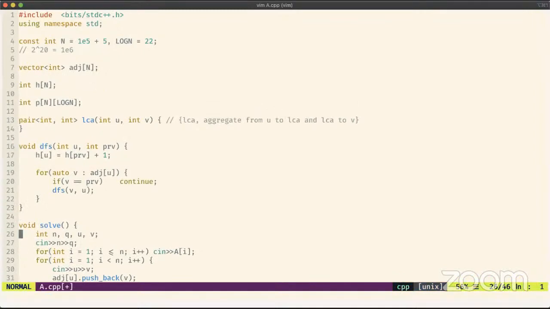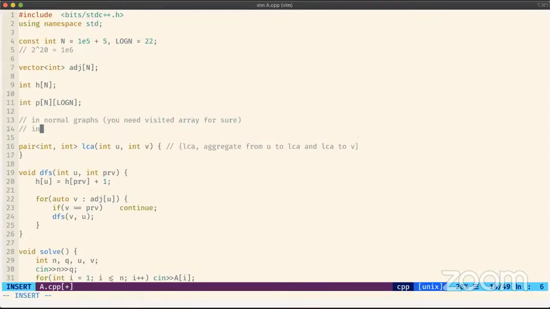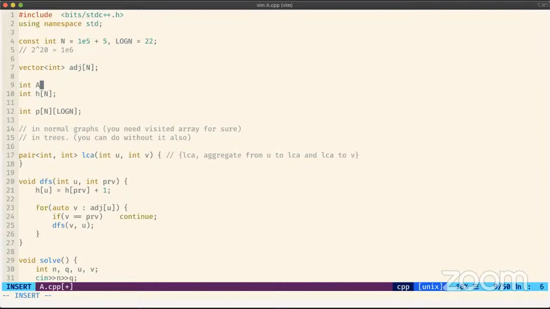Shouldn't we have a visited vector? You don't really need a visited vector. This is a good question. For generic graphs, in normal graphs, you need a visited array for sure. In trees, you can do without it also, because notice my check for whether I'm going into something again and again is this: if v is prev, I'll just continue. Yeah, I mentioned that correctly.